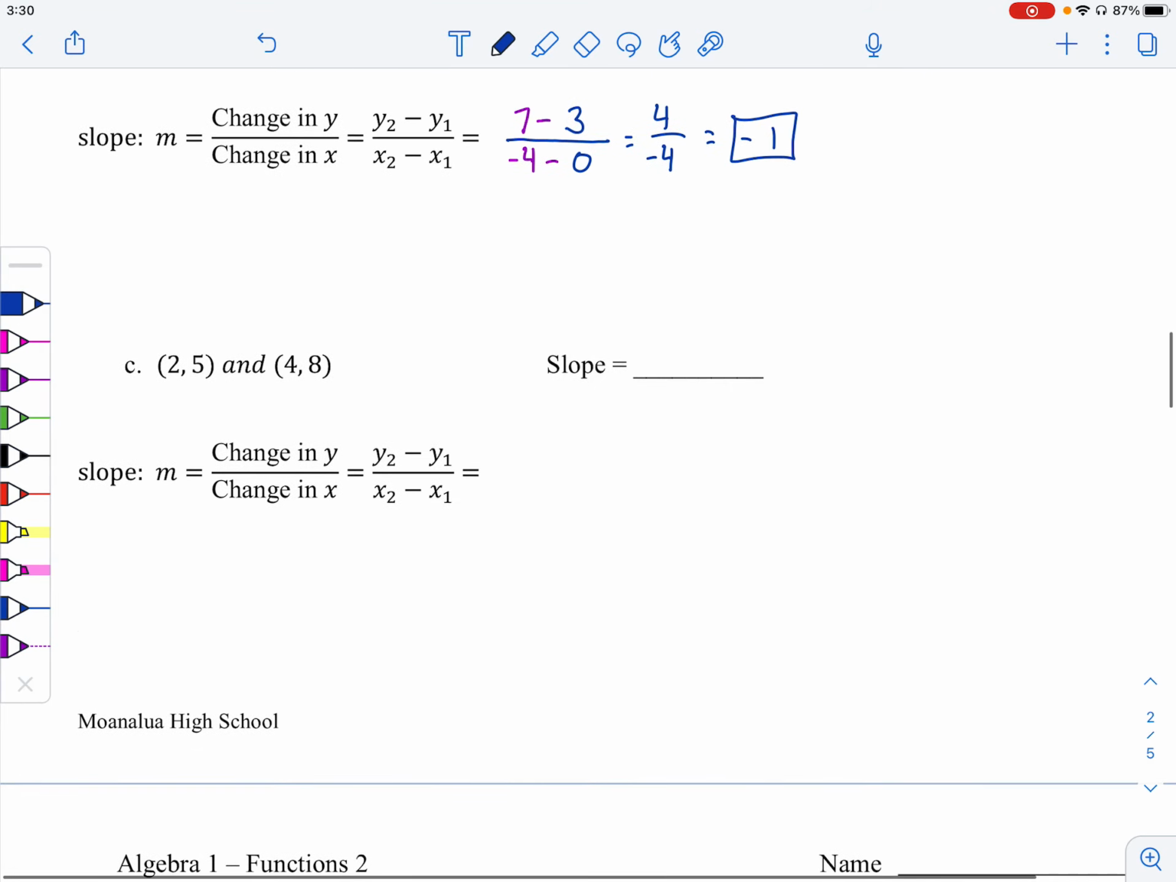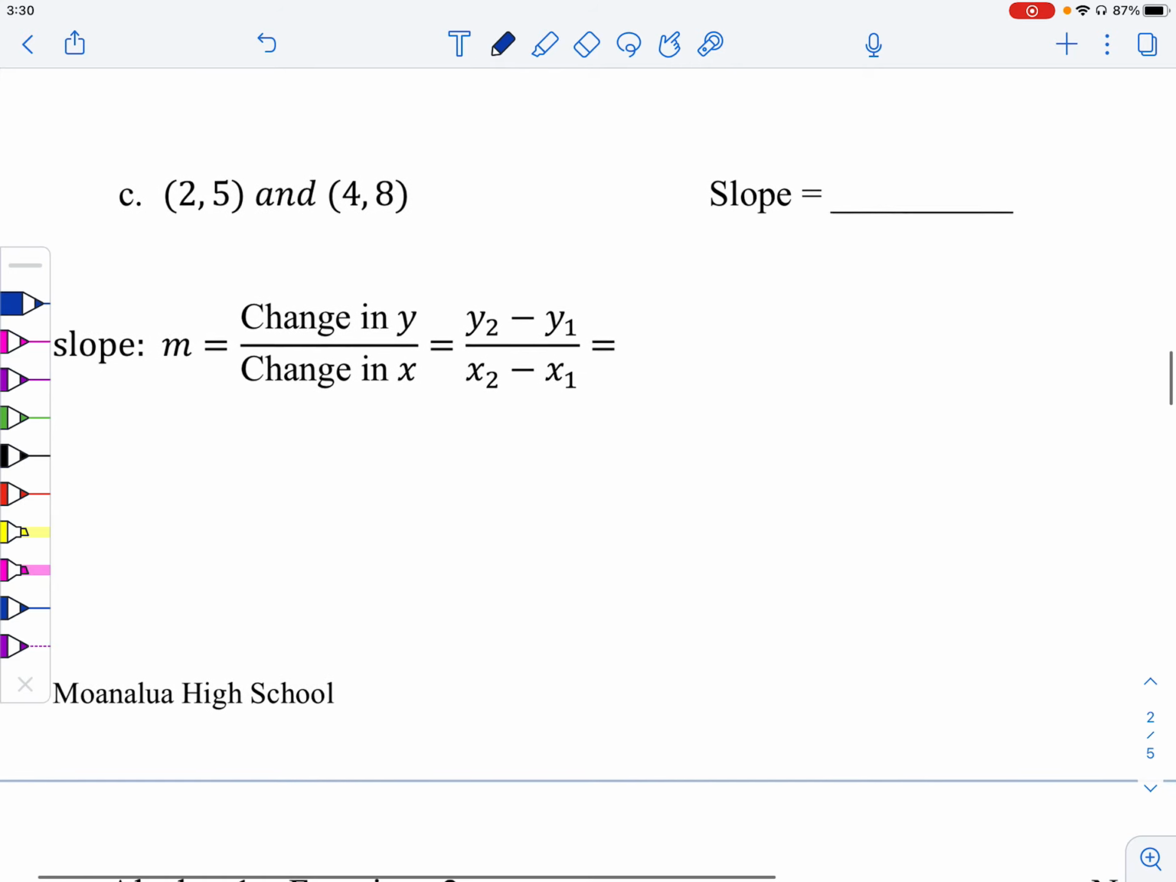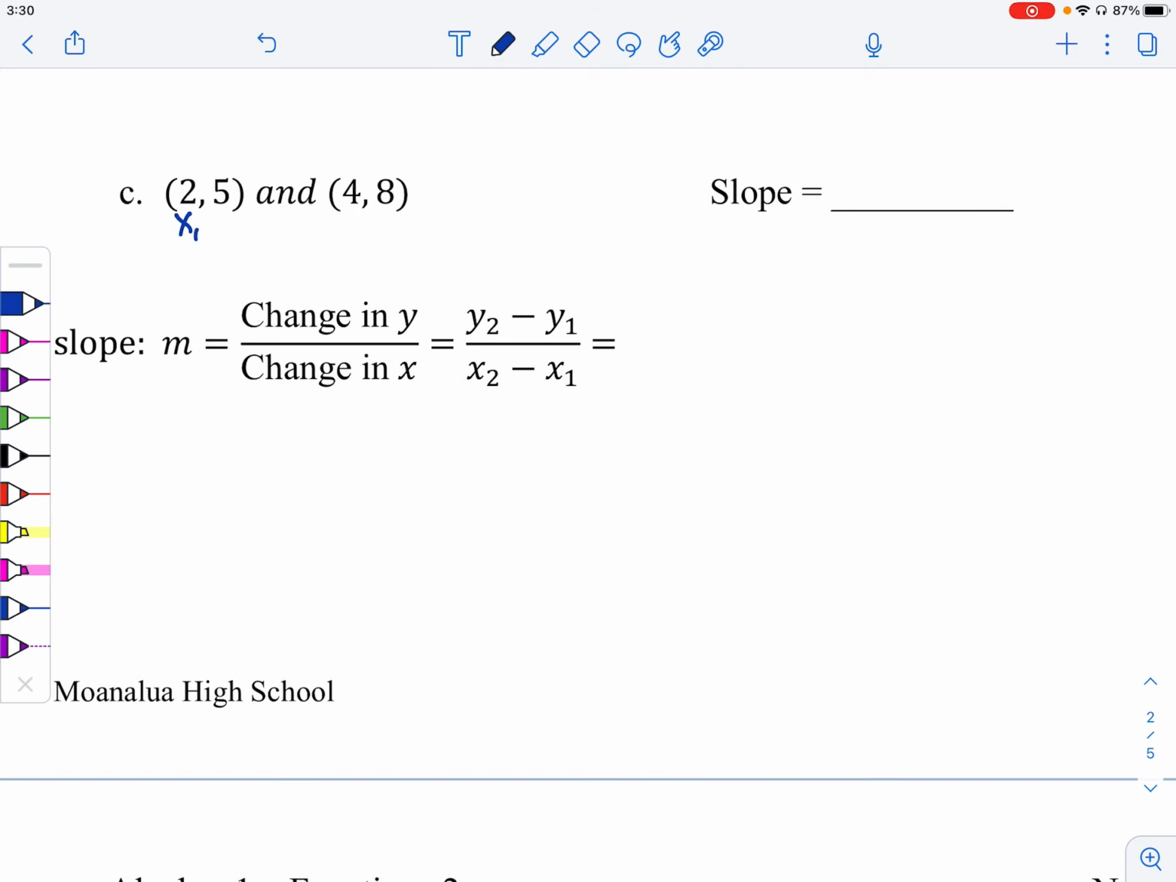Okay, and as we get to C, same process. x1, y1, x2, y2. Use our slope equation. y2 is 8, and we're going to subtract our y1, which is 5. x2, which is 4, subtract our x1 value, which is 2. And then 8 minus 5 is 3. 4 minus 2 is 2.